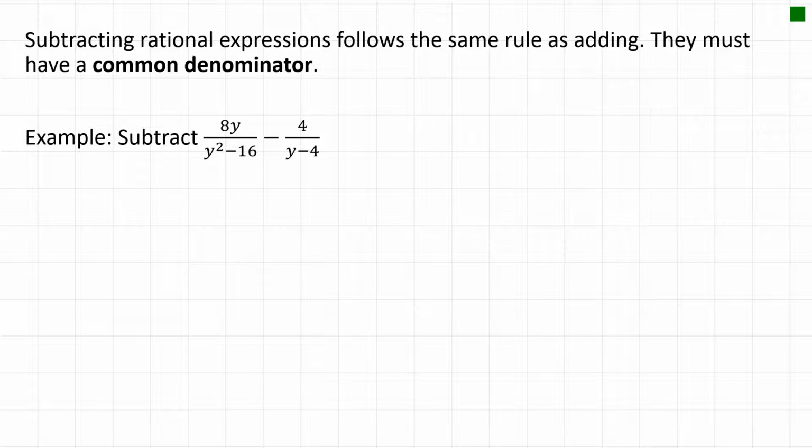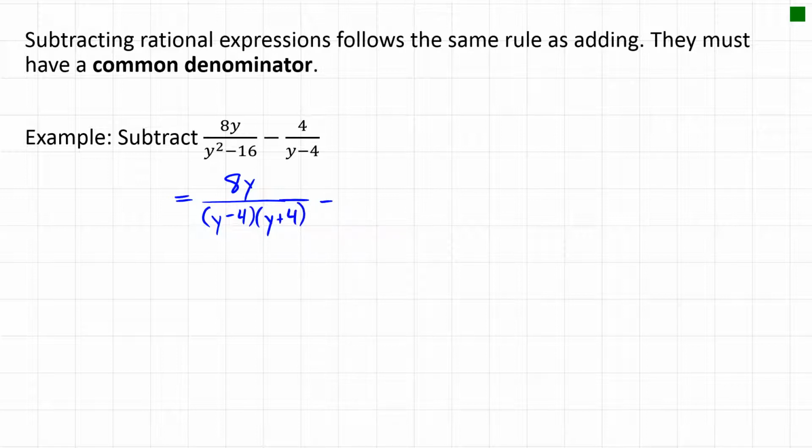subtracting rational expressions is just to watch out for negative signs, because it's really important to follow the rules of negative signs in these problems. Be very, very precise with your negative signs. So the first fraction, I have to factor the denominator. It's a difference of squares. So I have 8y over y minus 4 times y plus 4.